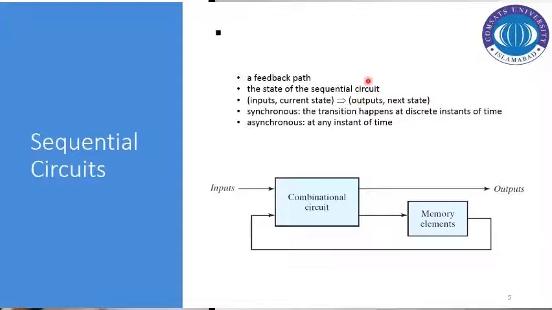We have discussed that these sorts of circuits are divided into two categories: either synchronous circuits or asynchronous circuits. In synchronous circuits the transition happens at discrete instants of time, whereas in asynchronous circuits the transition happens at any instant of time. Whenever there is a change in an input, the output is updated accordingly.